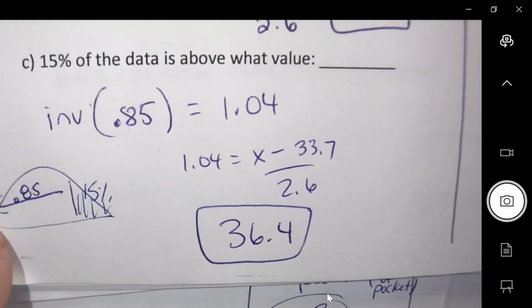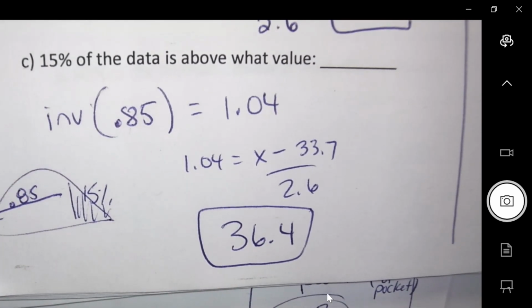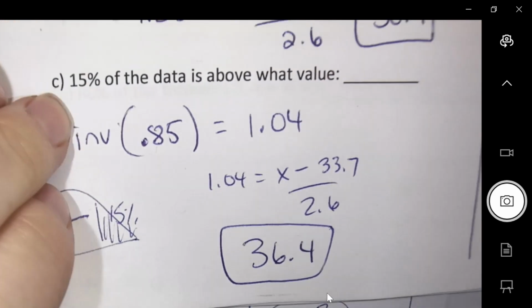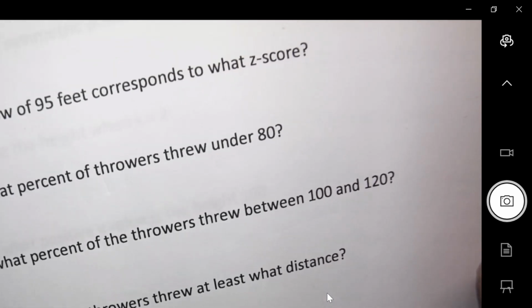Okay, got your must-haves on your cheat sheet? So to get percent, normal CDF. Given percent, inverse norm. Z-score formula, important.